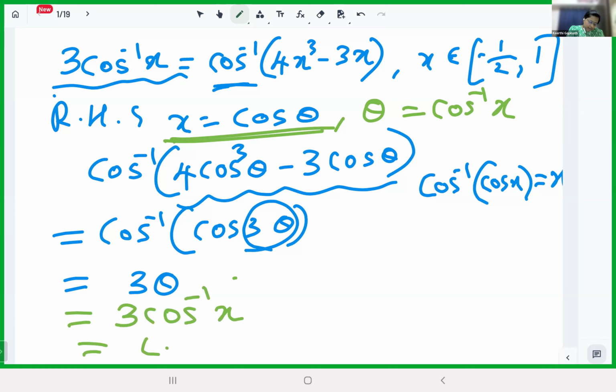So this was the LHS of the question. Again, we started from RHS and that became equal to the LHS. So we have solved that problem. Is that clear to you all?